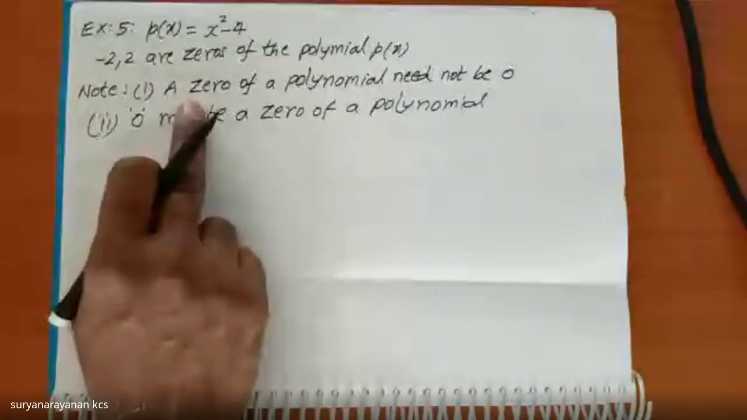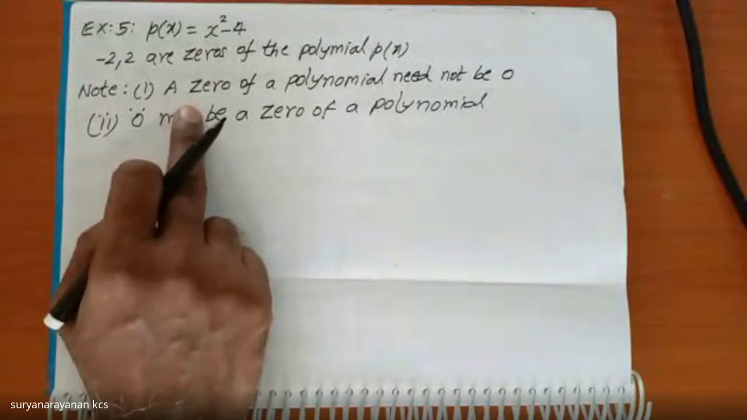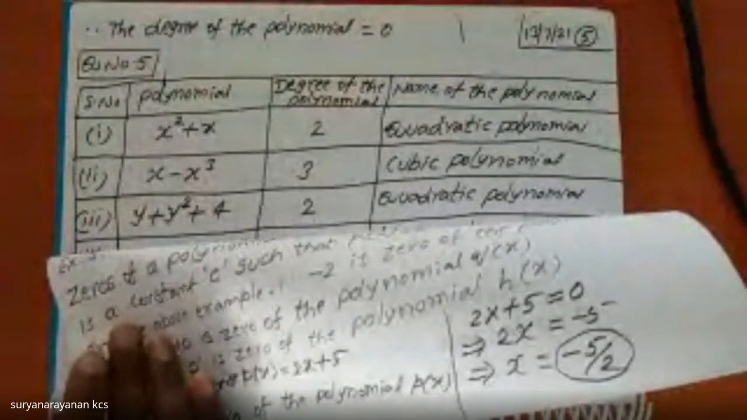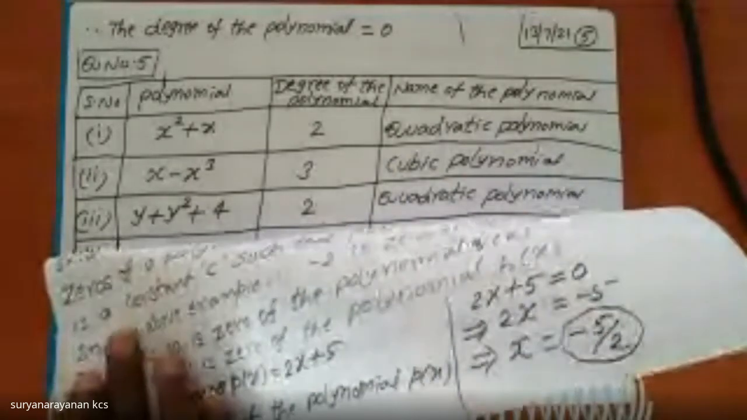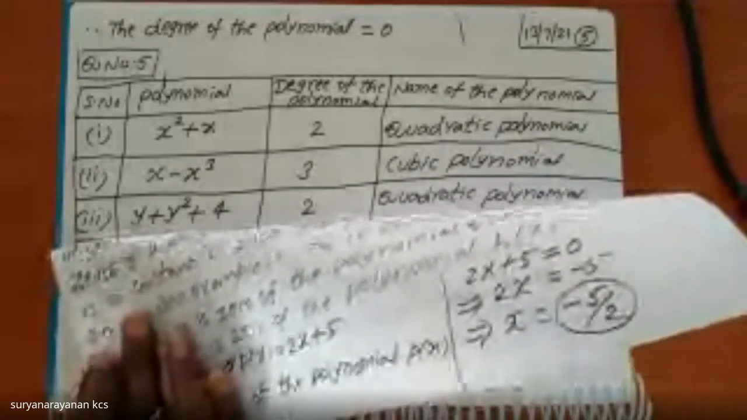Okay. Understood these 2 points? Yeah, understood, sir. And one more. Yes. What, my dear Srijana? Sir, I said understood. Okay.